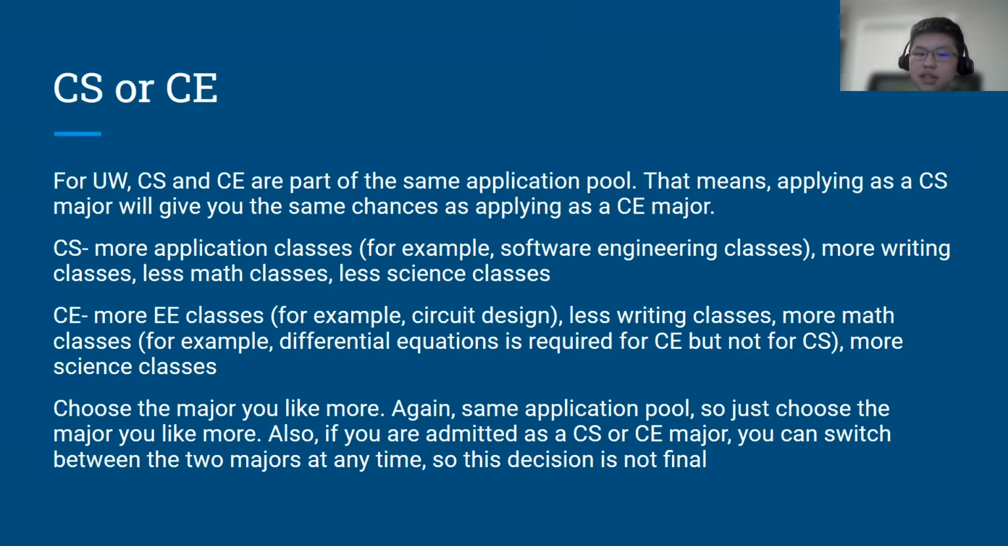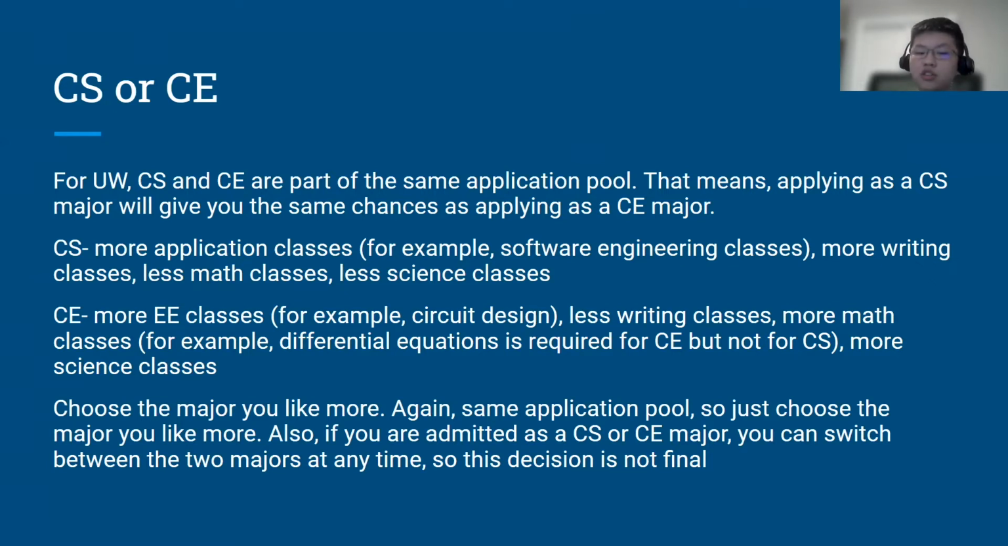CS has more application classes. For example, software engineering classes where you have a group project and your project is to make an app, make a website. And also in CS, there's more writing classes. Generally, CS has more writing classes, more composition classes, but at the same time, they have less math classes and less science classes. So at UW for CS, the only math you have to take is Calculus 1 to Calculus 3, linear algebra, and then for science classes, a lot of students already have that covered with AP credit.